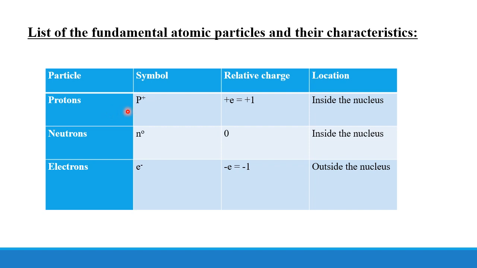Protons, its symbol is P+. Neutrons, the symbol is N with 0 above it. And the electrons, its symbol is e-. Whereas the relative charge of the proton is equal to +1, and the neutron is equal to 0, whereas the relative charge of electron is equal to -1.